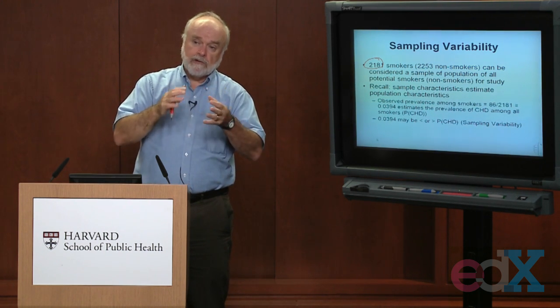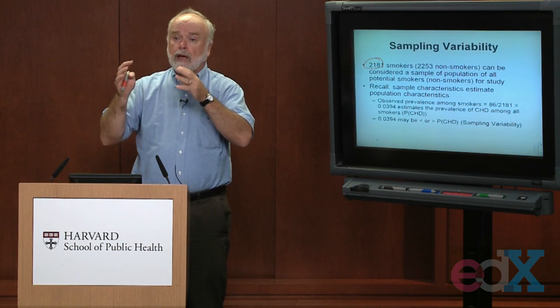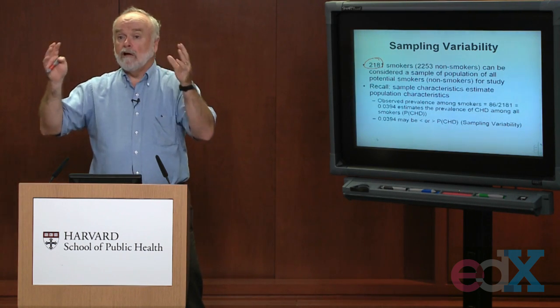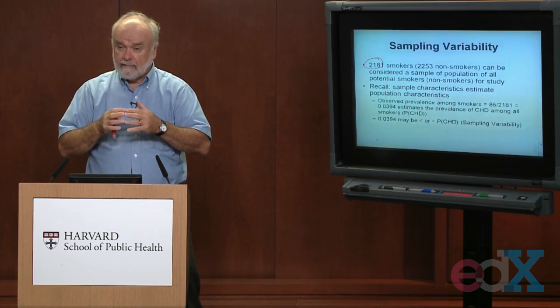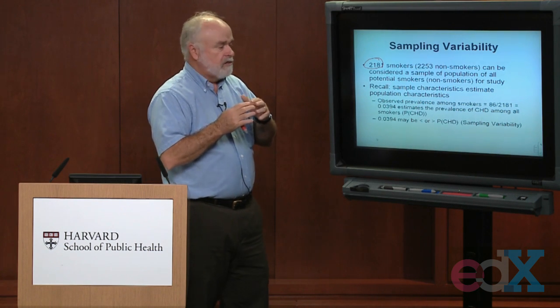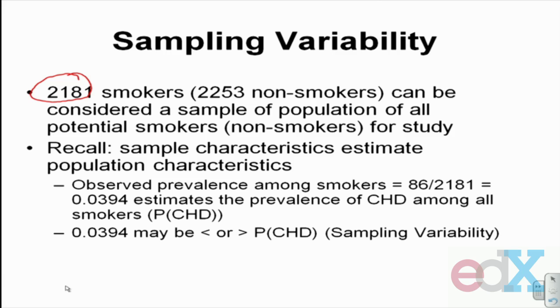Well, that's what Marcello's been talking about in his lectures, the idea of samples drawn from populations and how random samples will give us estimates of quantities that exist in some larger general population from which that sample was taken. So we might consider our 2,181 smokers as a representative sample of all potential smokers that we could have enrolled in our study. When we look at the observed prevalence among our smokers and see a prevalence of 0.0394, about 4%, that's an estimate of the true probability of having coronary heart disease, the true prevalence of heart disease among all smokers who could have potentially been selected for our study.